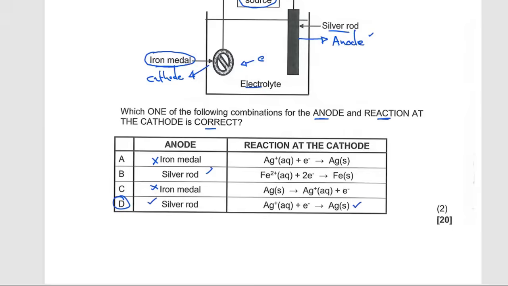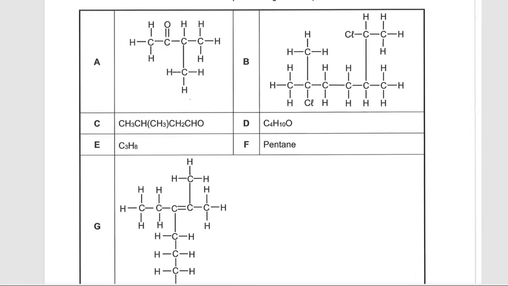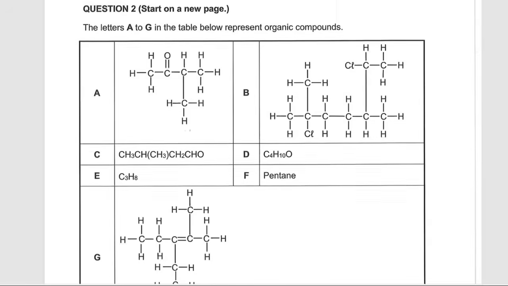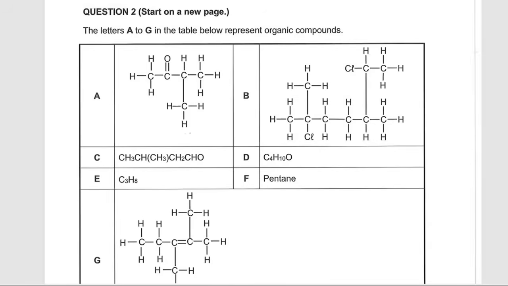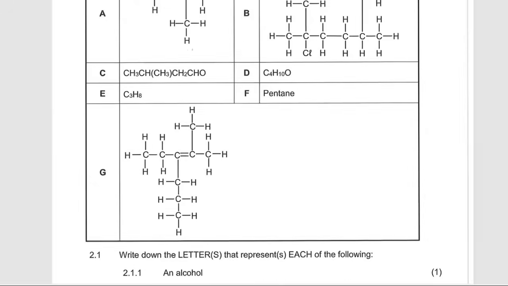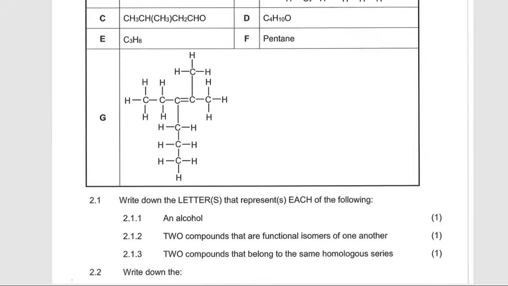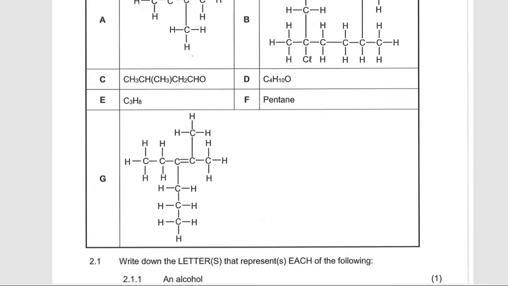Then moving on to the next one there, Question 2. So Question 2 says here, A to G in the table below represents organic compounds. Then we're having all those organic compounds. So if we're to proceed there, it says write down the letters that represent each of the following, right? So we're looking for an alcohol, right?